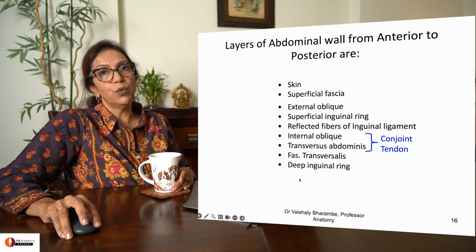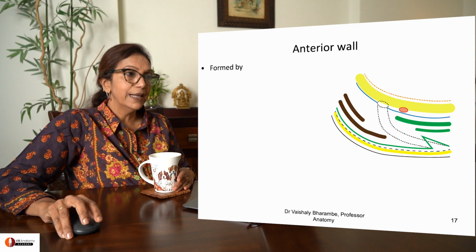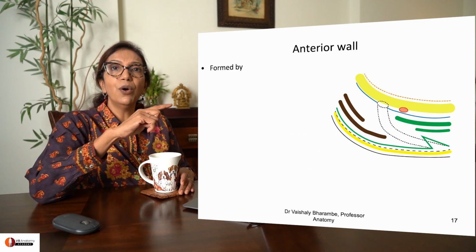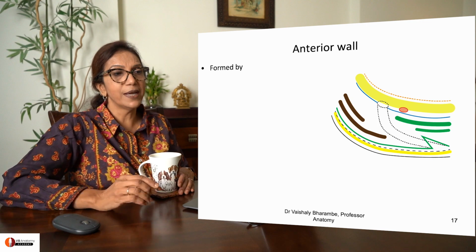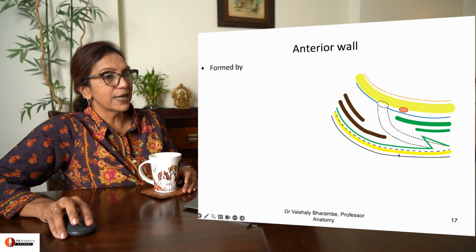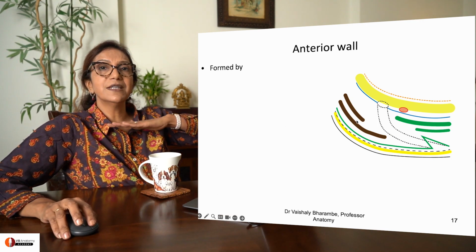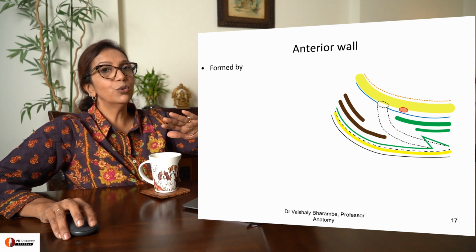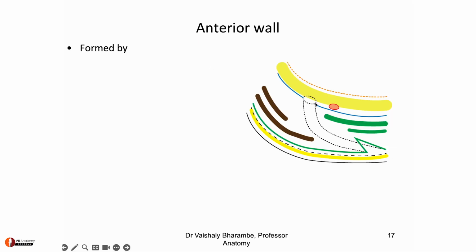With this abdominal wall in place in your brain, let me begin discussion of all the various boundaries of inguinal canal. Take a look at this diagram here. This is a transverse section diagrammatic through the inguinal canal. Now, this is very important that you understand where is the canal. This is the canal here. This one. This is the deep inguinal ring. This is the superficial inguinal ring. And extending from deep to superficial is this dotted canal.